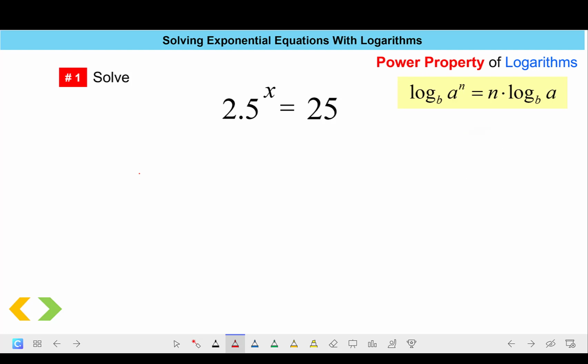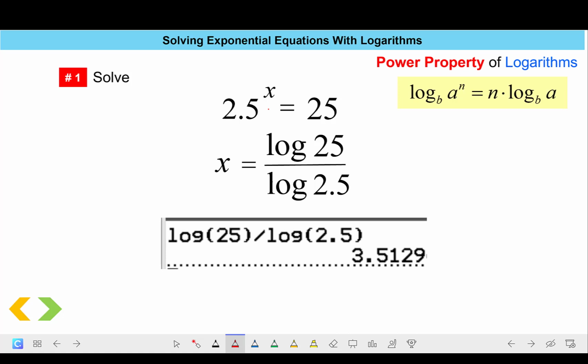Just like we did in our example, we're going to take the log of both sides. Using the power rule, this is just going to come right down to here. We're going to divide both sides by log 2.5. We just pop that into our calculator, and we get an answer of 3.5-ish. Wow, that was pretty easy, right?